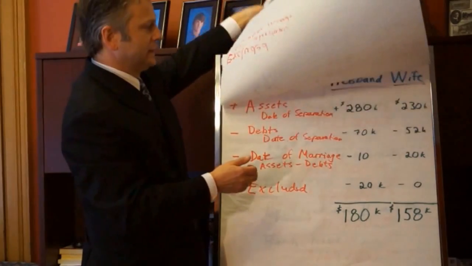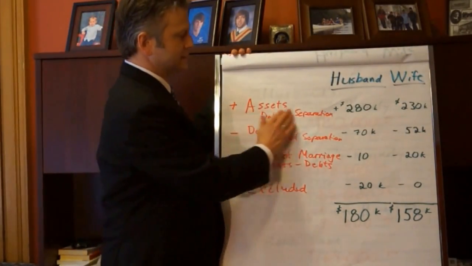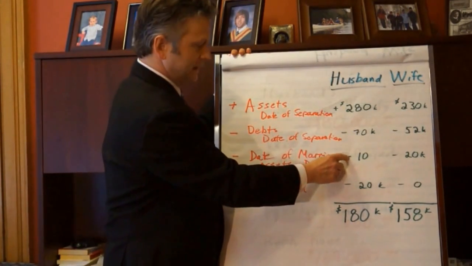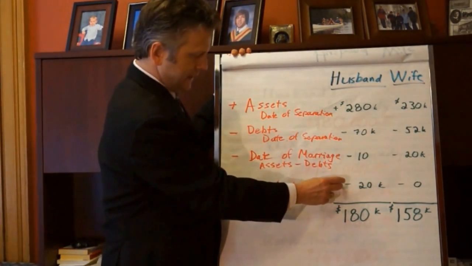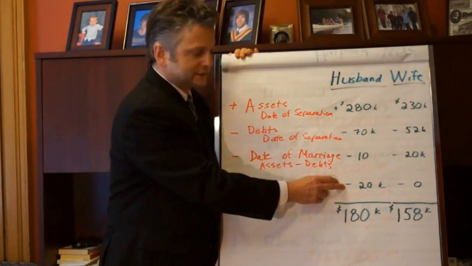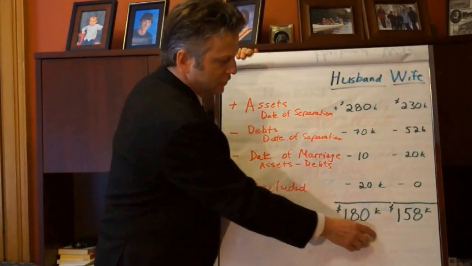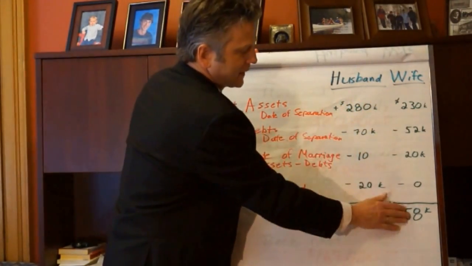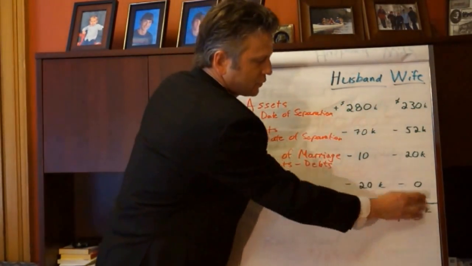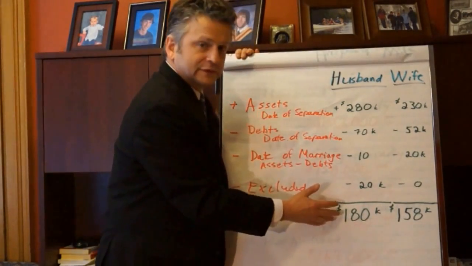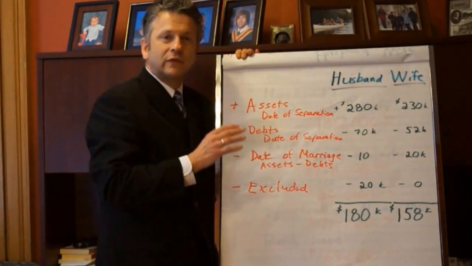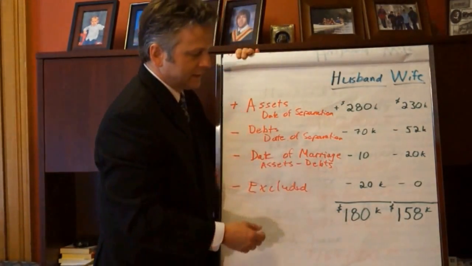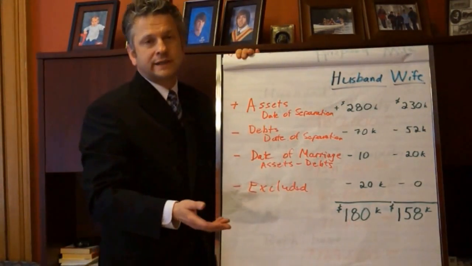So now you just do the calculation. Assets on the date of separation: $280,000 for the husband. His debts were $70,000. He brought into the marriage $10,000. And he had excluded assets of $20,000. So his net family property is $180,000. Doing the same calculation for the wife, hers is $158,000. So obviously, if things were left the way they were on the date of separation, he would leave the marriage with $22,000 more in assets than her.